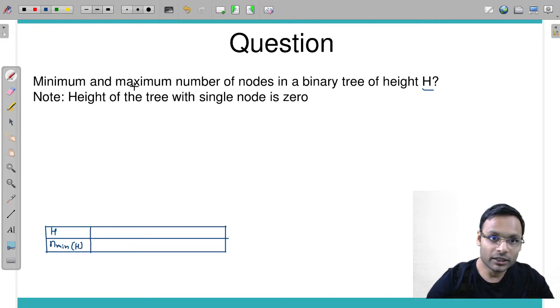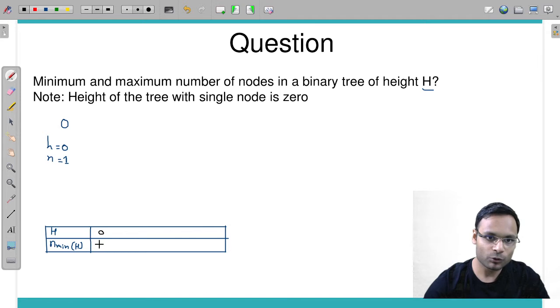First of all, height of a tree with single node is 0. So this is my base case. Single node, what is the height? Height is 0. How many number of nodes? 1. So height is 0. Number of nodes are 1.